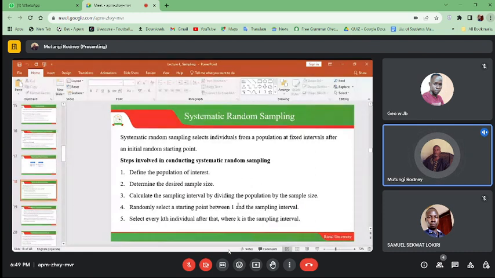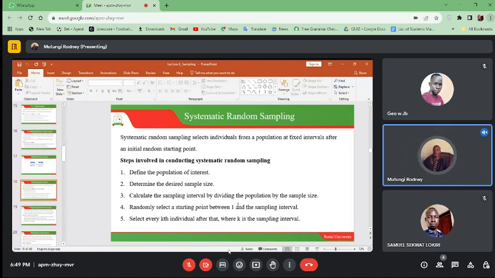And how do you do it? Step number 1 is to define the population of interest. In our example, we are looking at, for example, the children that are living in Juba and are under 5. Then you determine the desired sample. If you have 1,000 children that are living there, and you have determined that the sample you need to represent the entire population will be 100, you calculate the sampling interval by dividing the total population by the sample size. So in this case, if you have the total population as 1,000, you divide by 100, then your sampling interval there will be 10, okay?